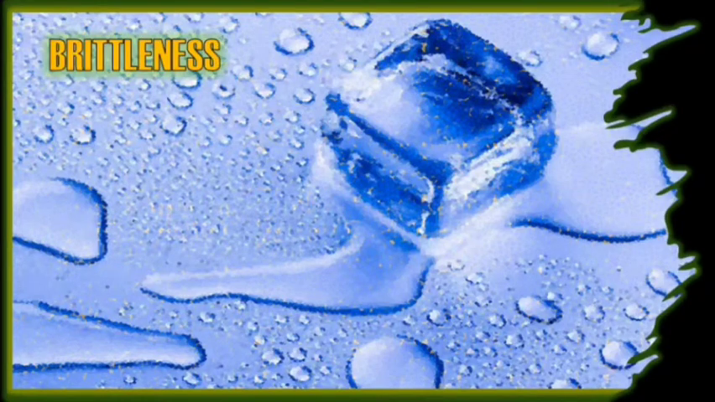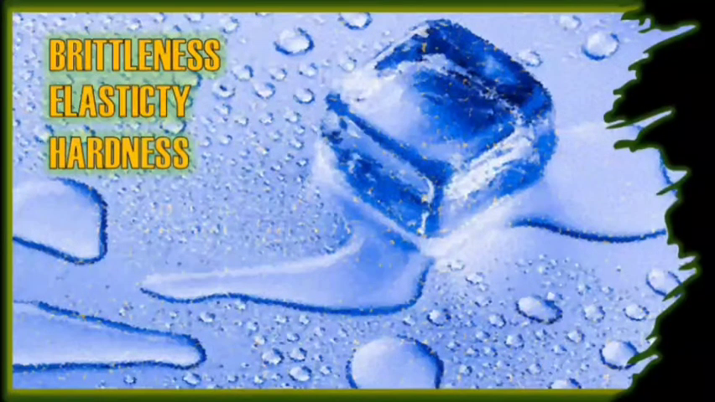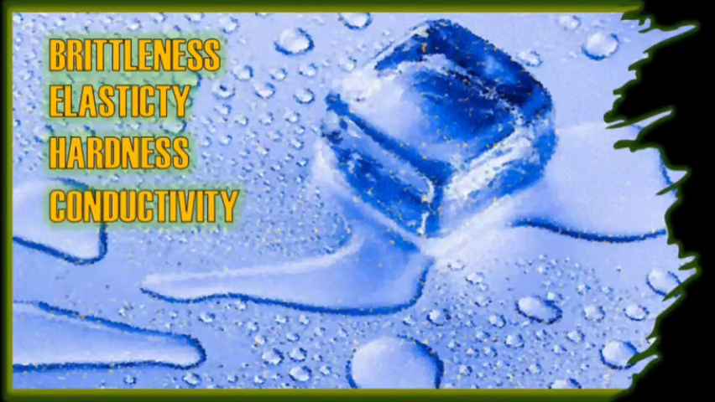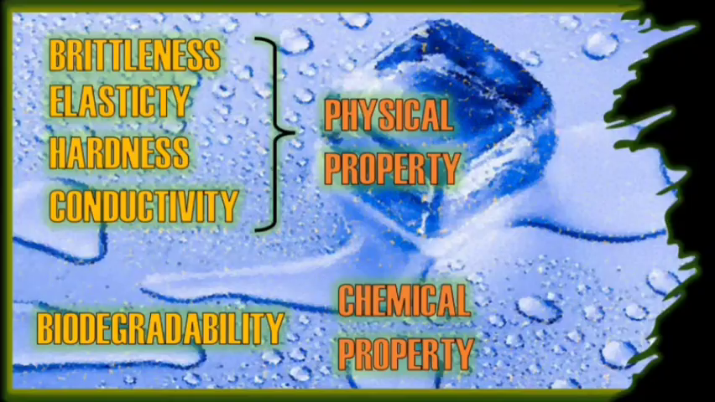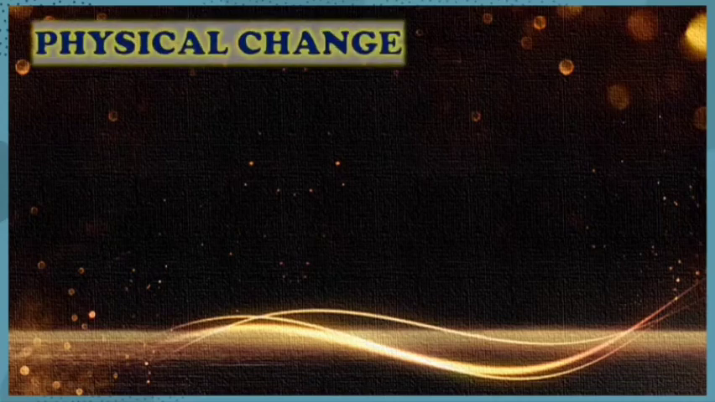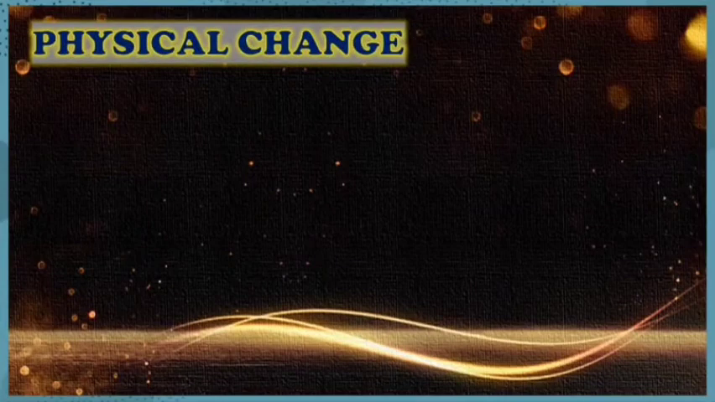So brittleness, elasticity, hardness, and conductibility are examples of how we can describe the physical properties of matter, while biodegradability is an example of a chemical property of matter. These properties can be related to changes that materials undergo. So let's discuss more about the difference between physical and chemical change.